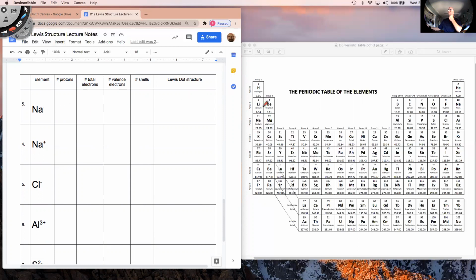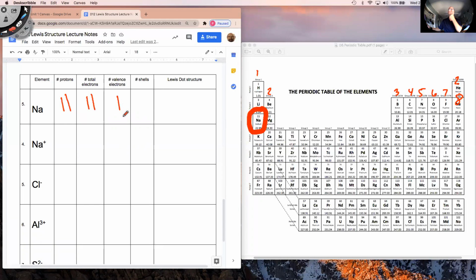Sodium, how many protons? There's sodium right here. How many protons does sodium have? Good, sodium has 11. How many total electrons does sodium have? Yep, equal numbers. There's going to be 11. How many valence electrons? Remember, valence electrons, those are the outermost electrons, right? So these are the valence electrons. And this is going to be 8. But remember, helium has just 2 valence because it only has 2 electrons.